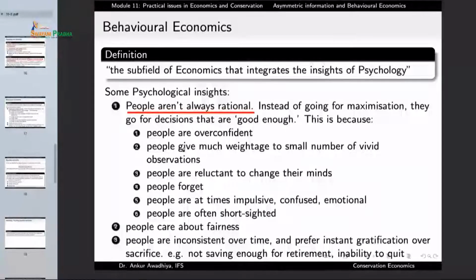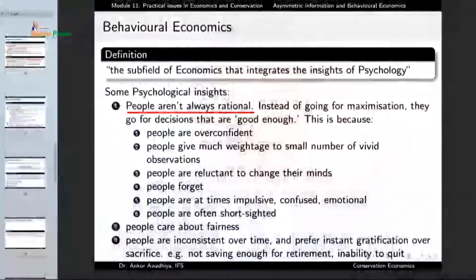Instead of going for maximization, they go for decisions that are good enough. That is, people do not try to maximize their welfare, they try to have a welfare that is good enough for them. So till now, we had been concentrating on the maximization of welfare, maximization of surplus, but that is not something that always happens. Most of the times, people want to have a value that is good enough for them.